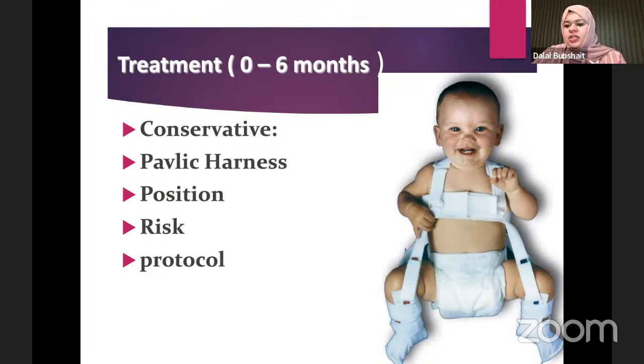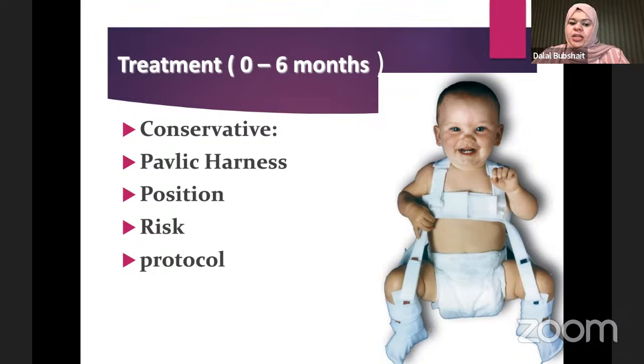So the classic teaching is 0 to 6 months. We use the Pavlik harness, some sort of a conservative treatment where we put the hip in flexion around 90 degrees and abduction 50 degrees. And it's dynamic, it's not static. So as the child is trying to kick, the most important part is they don't flex or adduct close to midline. If they adduct to midline, it means that we need to adjust the abduction strap.